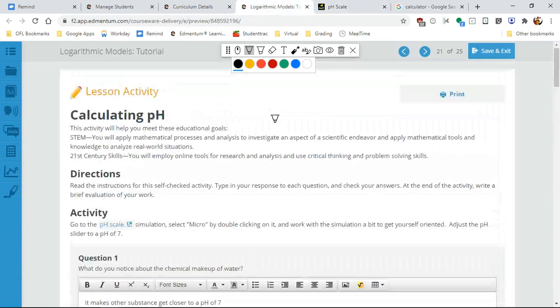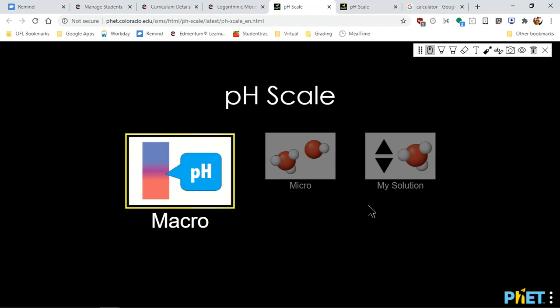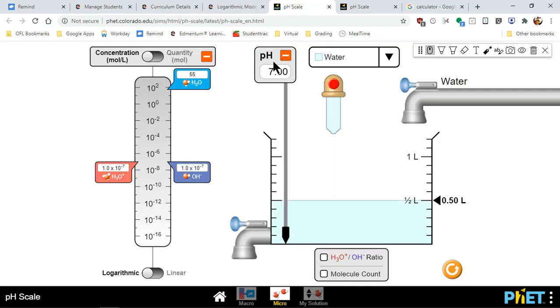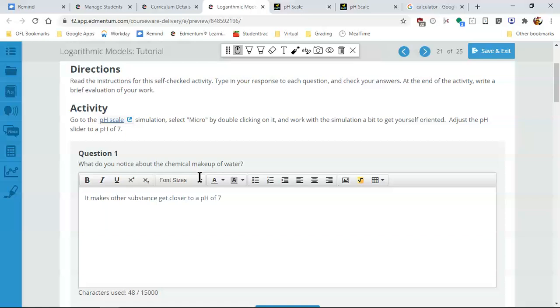Let me see if there's another simulator that I'm not looking at here. pH scale. Oh, here we go. Let's try micro. This gets way in. This is way too much detail for what we want. We're not taking a chemistry class, so I don't know why it's going this far into it.